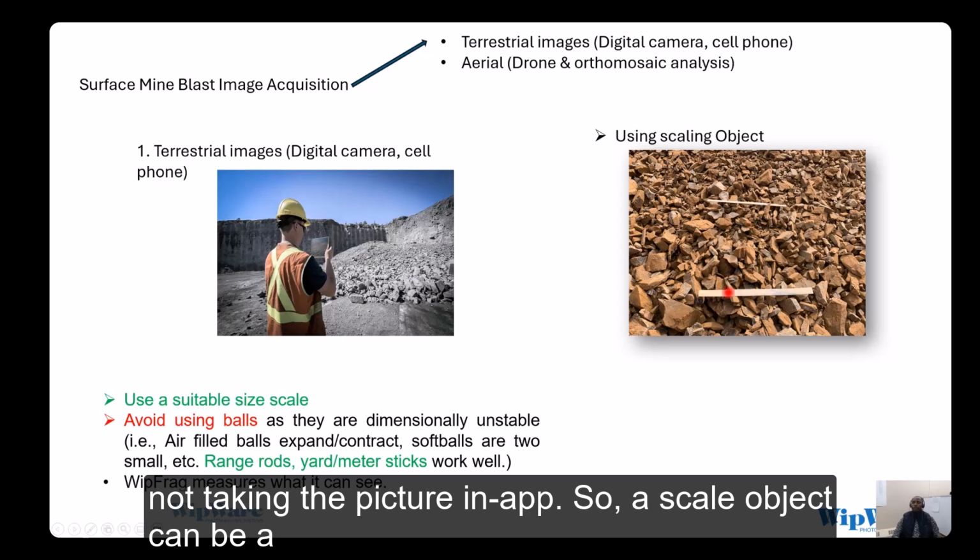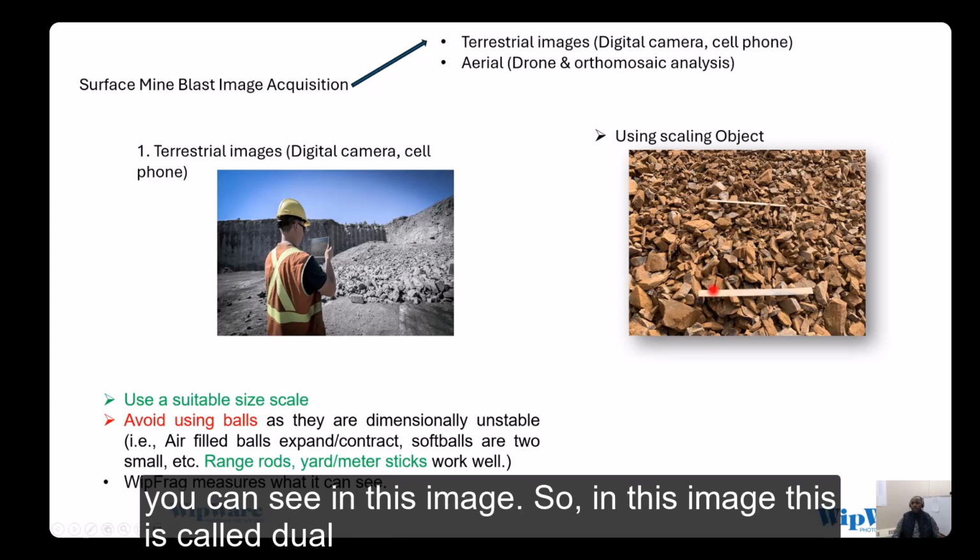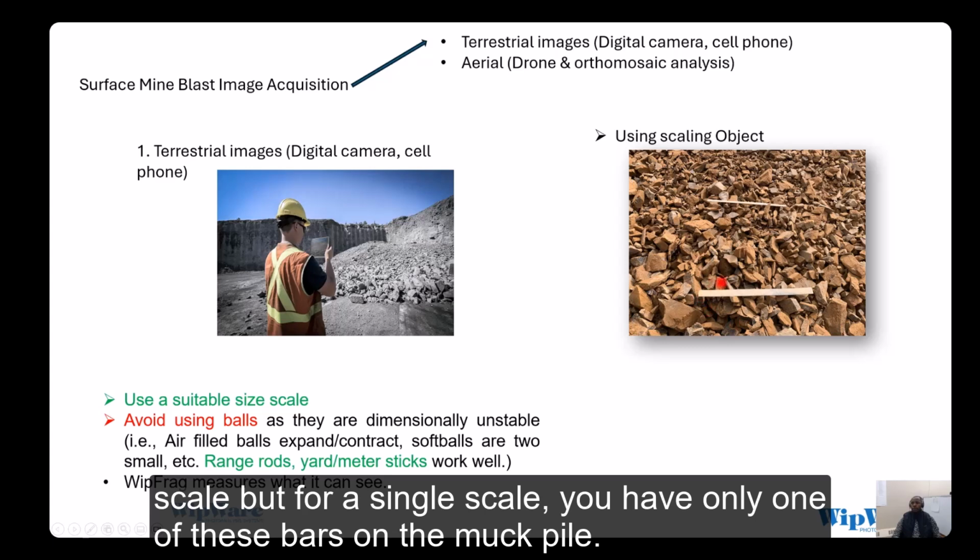A scale object can be a single scale, that is, you place a single bar on the muck pile, as you can see in this image. In this image, this is called dual scale, but for a single scale you have only one of these bars on the muck pile.